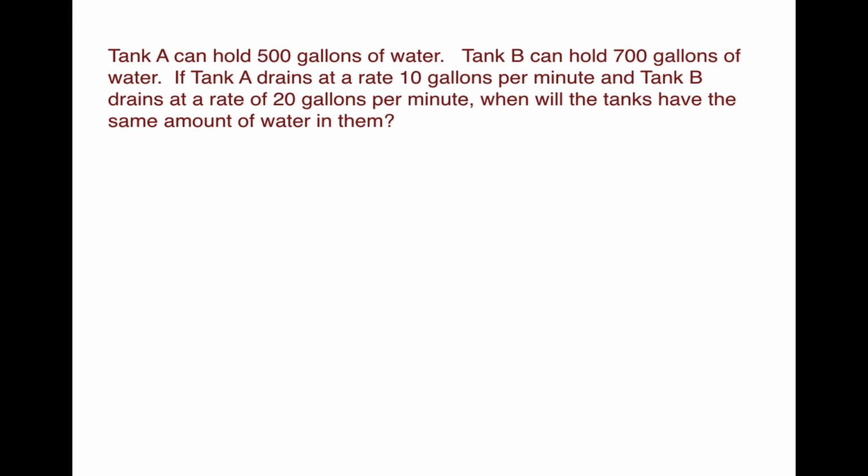Tank A can hold 500 gallons of water. Tank B can hold 700 gallons of water. If tank A drains at a rate of 10 gallons per minute and tank B drains at a rate of 20 gallons per minute, when will the tanks have the same amount of water in them?